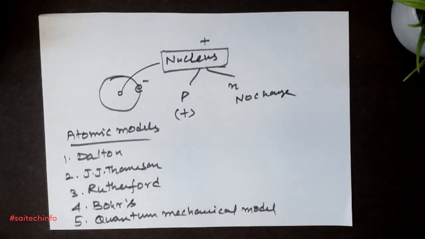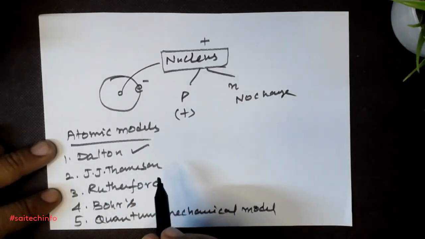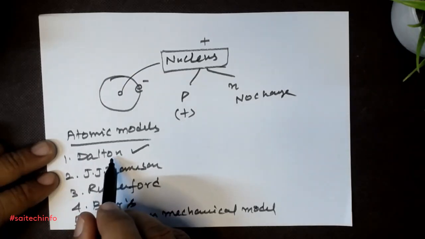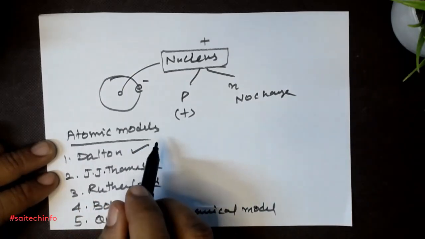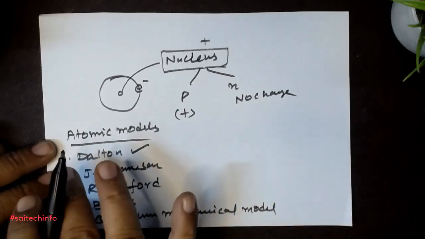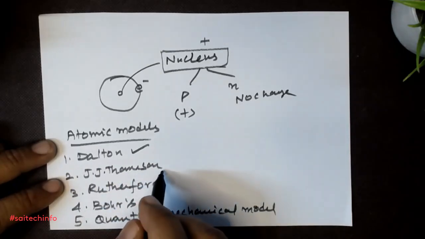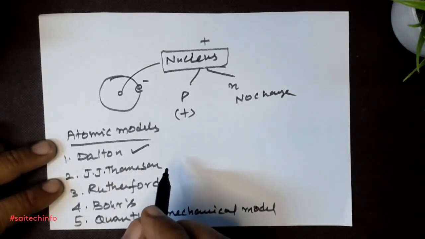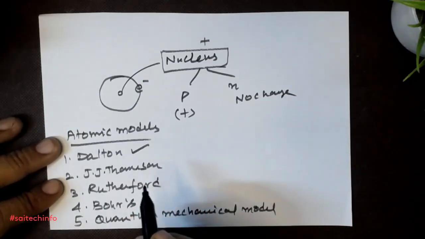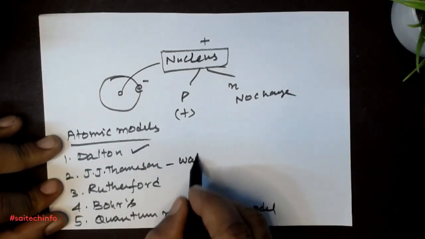Now, we have already explained about Dalton, and it was a miserable failure on the part of Dalton that the atom can further be divided. So that was one of the demerits of Dalton's atomic model, so that was disapproved. And later, J.J. Thomson considered the electrons embedded like the seeds in a watermelon. So this is the watermelon model.